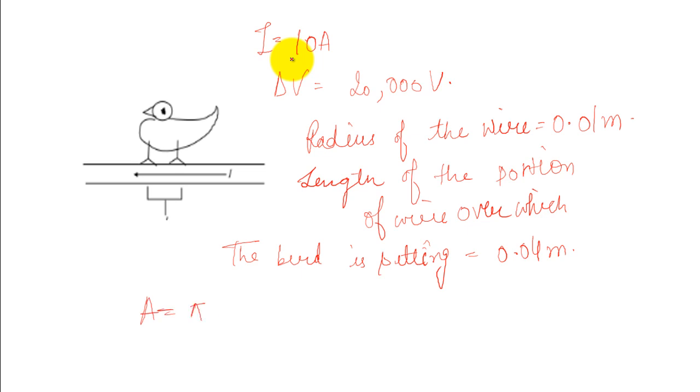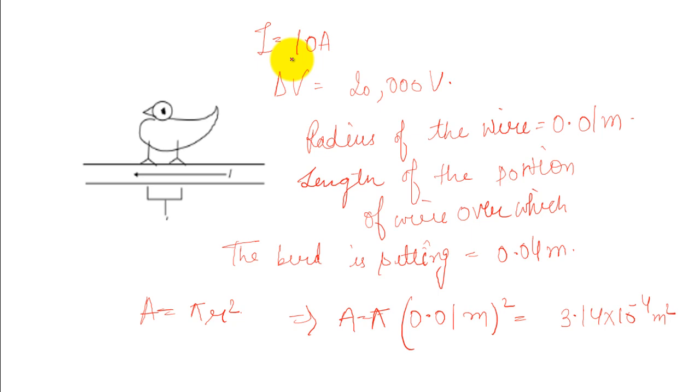A is equal to pi r square. Substitute 0.01 meter for r. Hence we get A is equal to pi (0.01 meter) square, which is equal to 3.14 × 10⁻⁴ meter square.